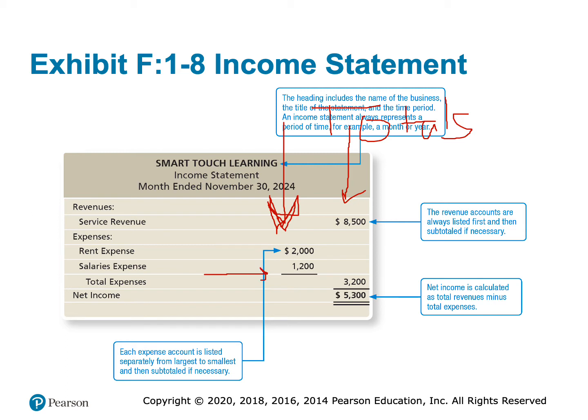Anytime we see a single line, we know that a single line means subtotal. So that single line underneath the salary expense tells me I'm going to total all the expenses in this category here, and I put the total in the second column. So now the second column shows me the total revenue and the total expenses.